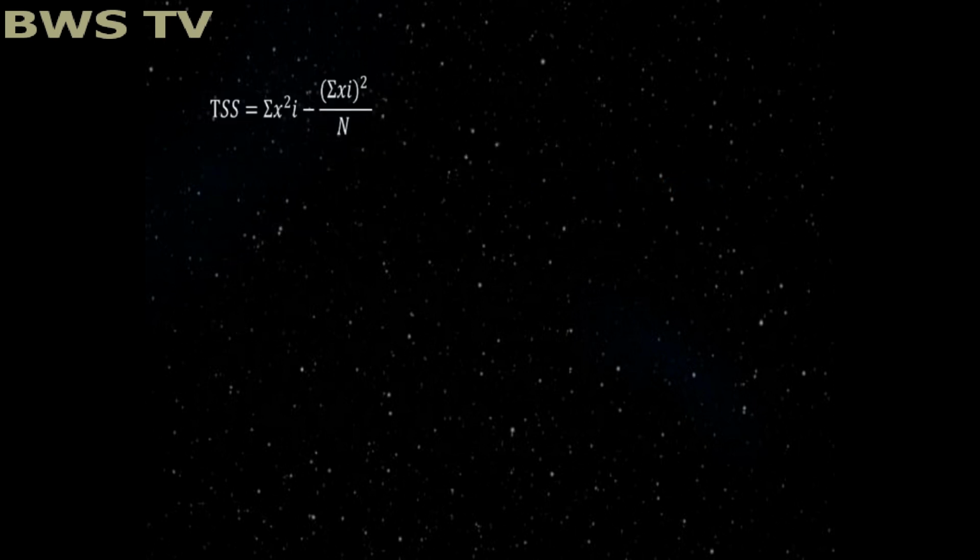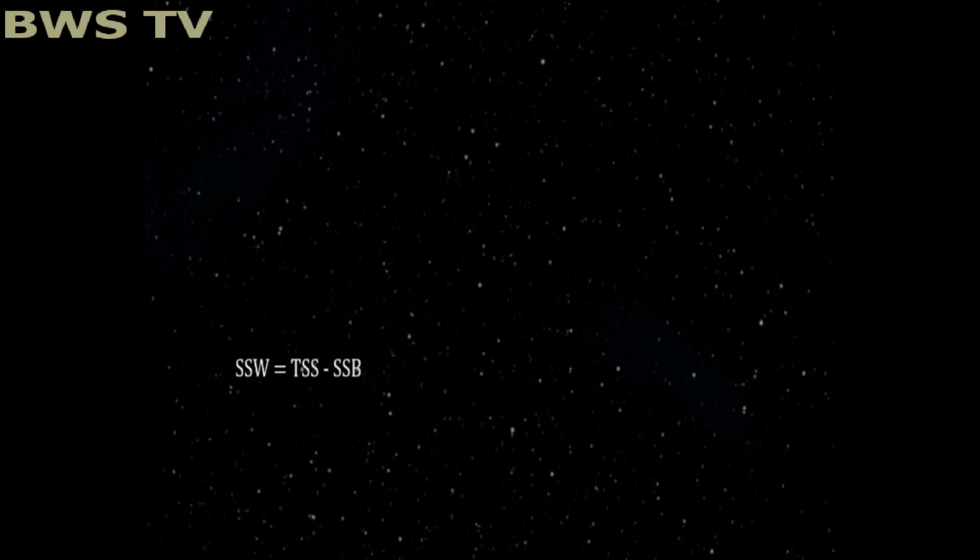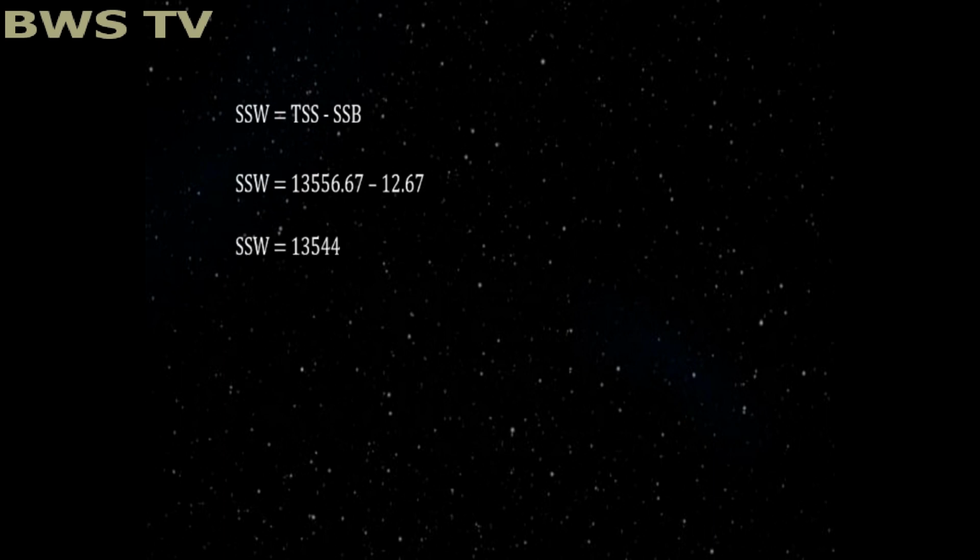Then there's the TSS. Same thing with the formula, and then substitute it properly again. You must not make mistakes, because if you have one mistake in this, it's all wrong. Then you get the answer of 13,556.67. Then we have the SSW. You just have to substitute it, and then you get the answer of 13,544.